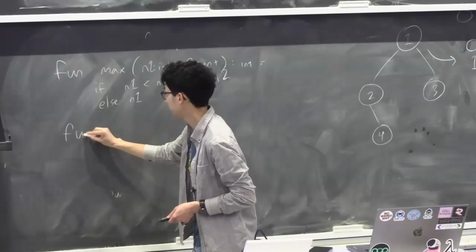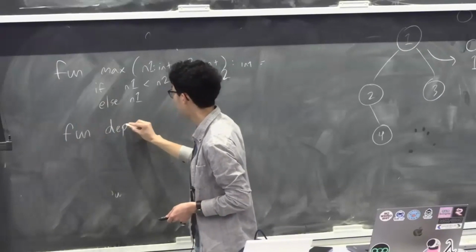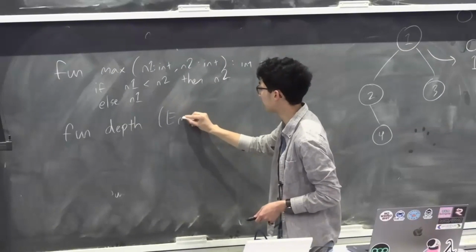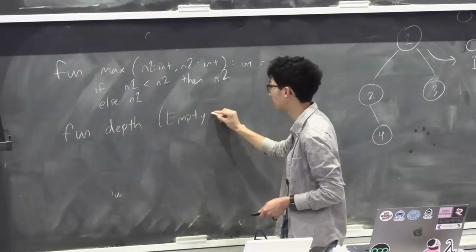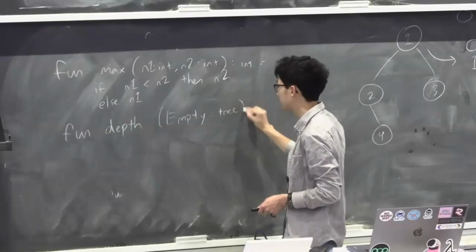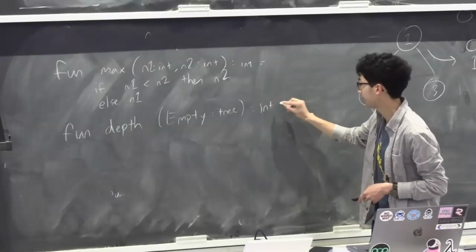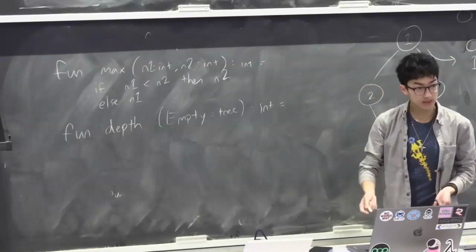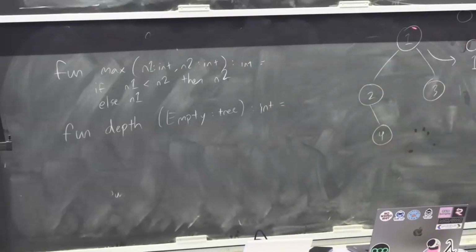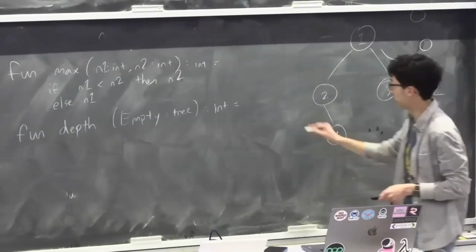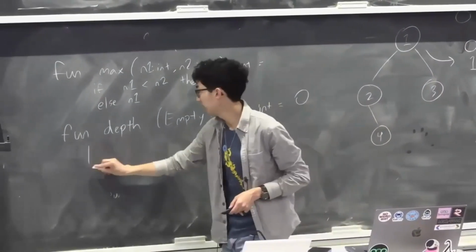So we're going to do fun depth, and then we're taking in a tree. So let's begin our pattern matching. We're going to say empty is our first case, because when we write a recursive function on trees, our first move is always to write the empty case. And then I'm returning an int. So the depth of the empty tree is, as I said here, 0, because it doesn't have any nodes. So we'll say 0. And then the depth.